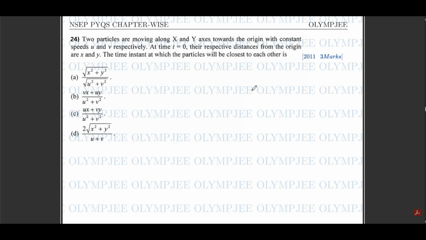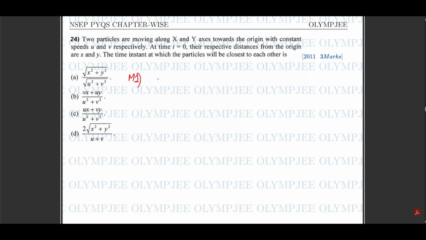Okay, so 24 question is a decent question. Two particles are moving along x and y axis towards the origin with constant speeds u and v respectively. At time t is equal to 0, the respective distances from the origin are x and y. The time instant at which the particle will be closest to each other. So I will teach you three methods for this question. Method 1 is a very mathematical method.